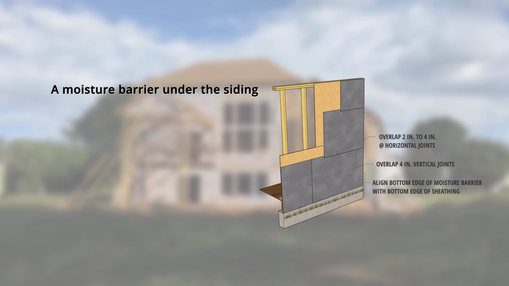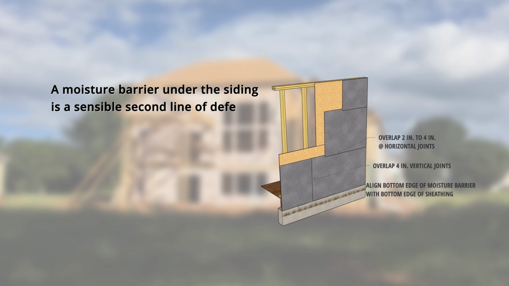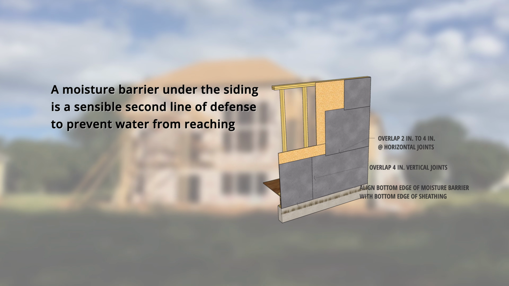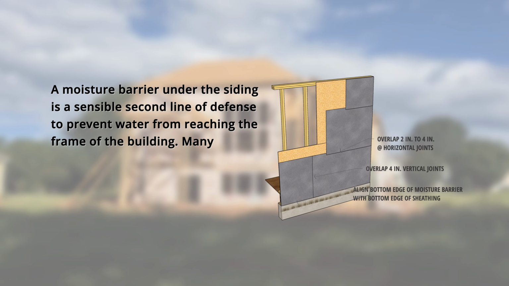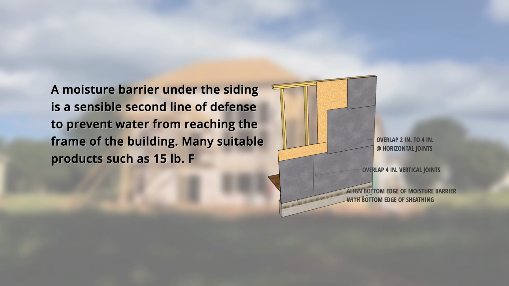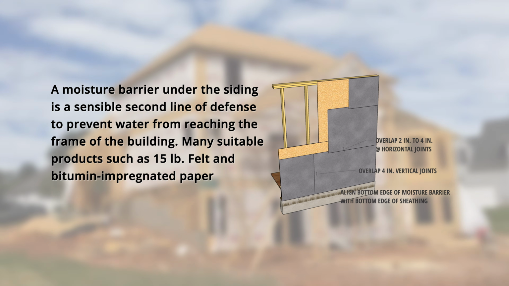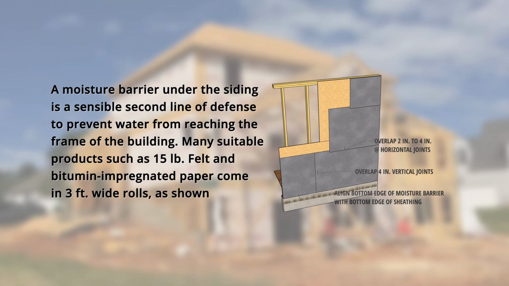Moisture and air barriers. A moisture barrier under the siding is a sensible second line of defense to prevent water from reaching the frame of the building. Many suitable products, such as 15-pound felt and bitumen-impregnated paper, come in 3-foot wide rolls as shown here on the right.